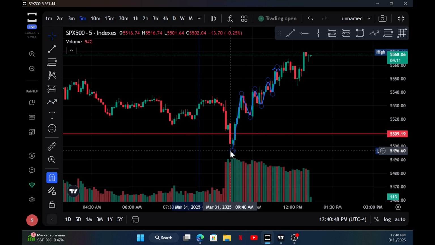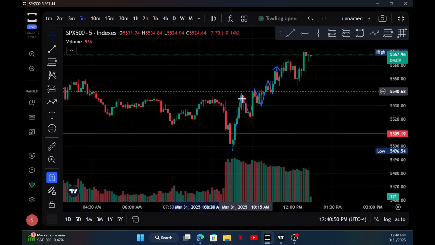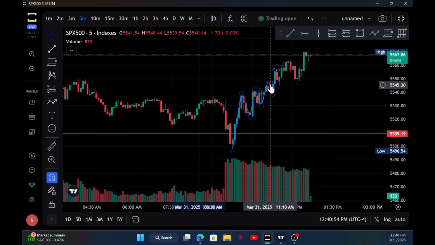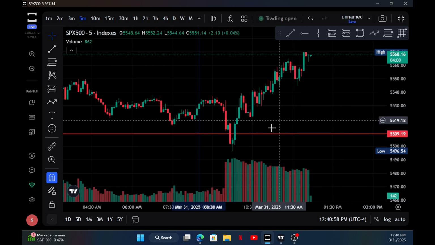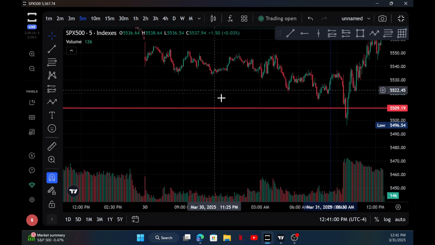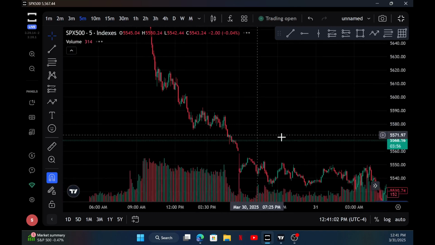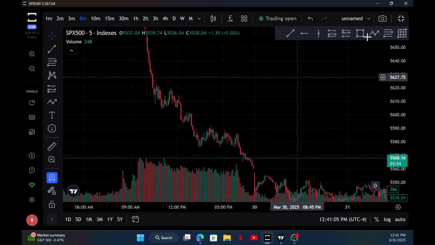Anything that makes higher highs and higher lows, so moves up, move down, move up, move down, move up, move down consistently, that would be known as your uptrend. And then you have obviously a downtrend, which is the opposite of that. So perfect example is right here.